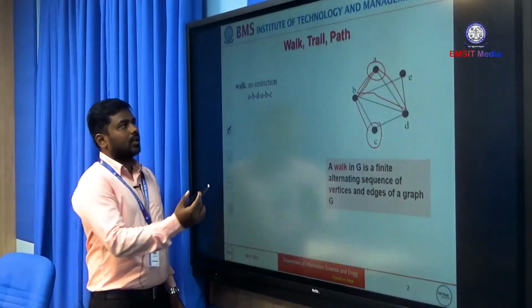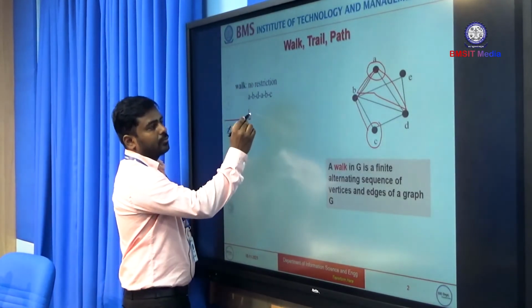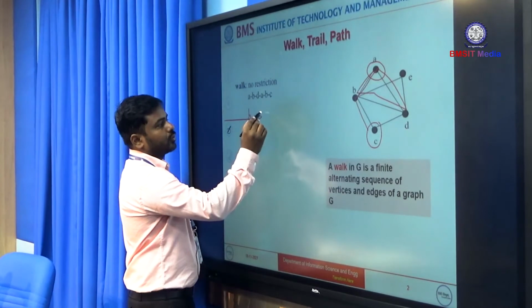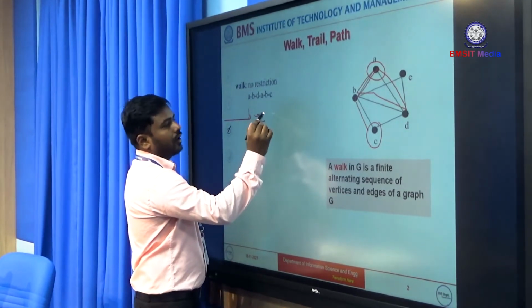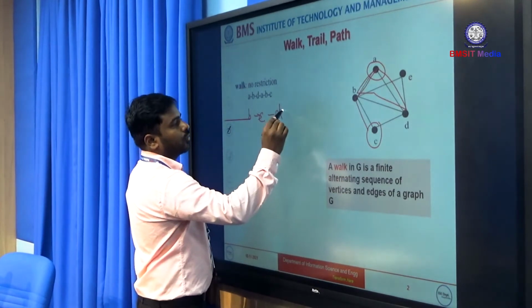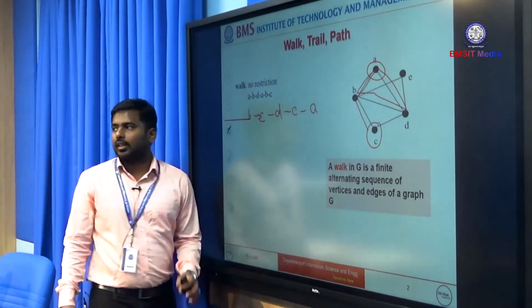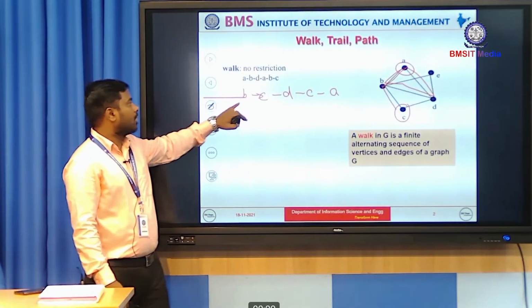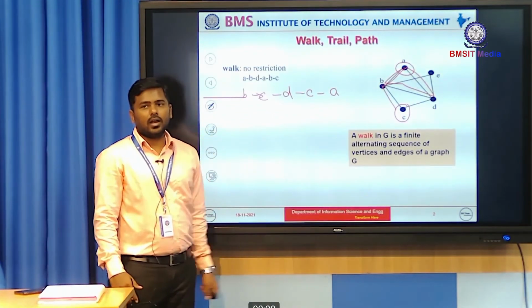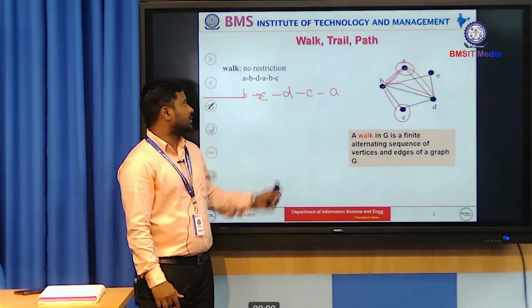Say another example for a walk is B. If I start from B, then I will go to C, then I will go to D, then I will go to E and I will go to A. So, this is another walk starting from B and ending at A. It consists of alternating sequences of vertices and edges.